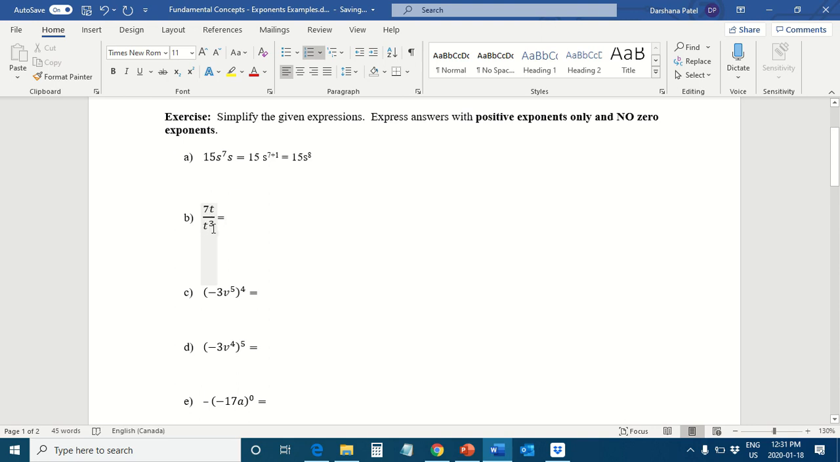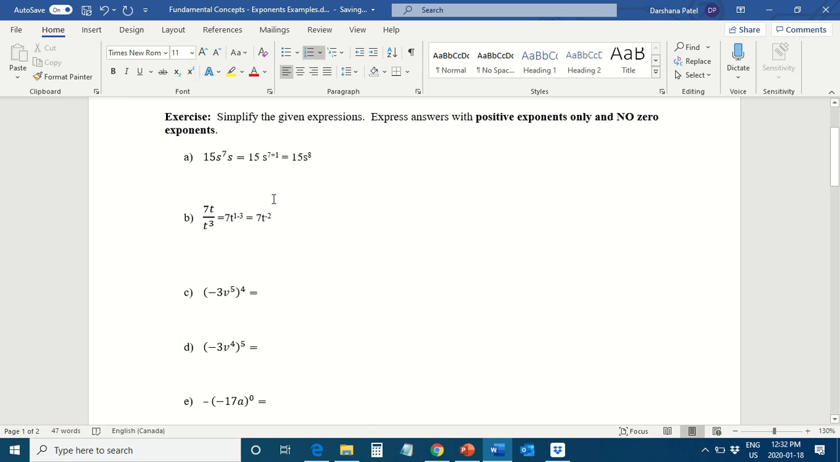For the second example then, we have 7t divided by 7t cubed. Again, same bases are being divided. We will subtract the exponents. So we can say 7t to the power of 1 minus 3, which will then give us 7t to the power of negative 2.